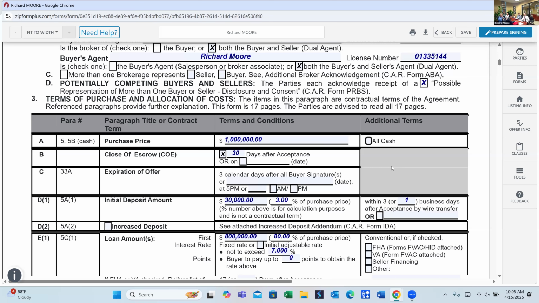Rich, what happens if the 30 days lands on the weekend or holiday? If it does, then the close of escrow would fall to the following business day. If there is a legal holiday on that Monday, it would fall to Tuesday, for example. And then it would be default in that part.